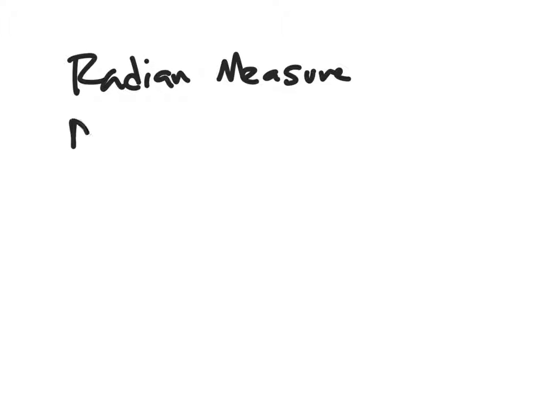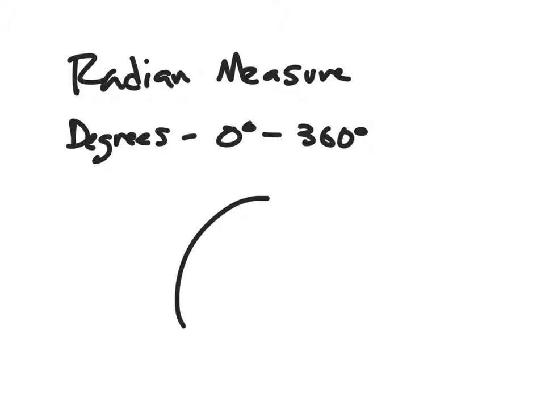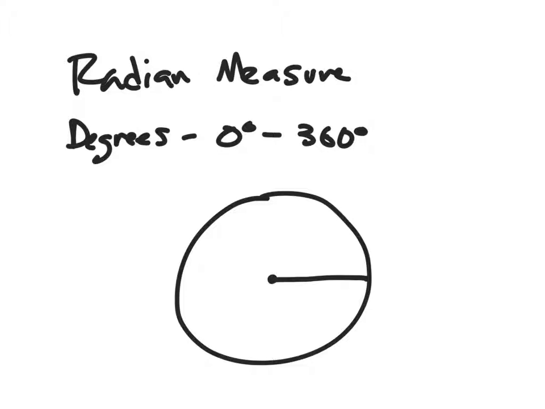We're familiar with degrees, right? In a circle you have 1 revolution, 0 degrees, all the way to 360 degrees, right? So let's think about something here. Let's think about a circle, and let's say that my radius is equal to 1. Now, 1 revolution around the circle is 360 degrees, right?